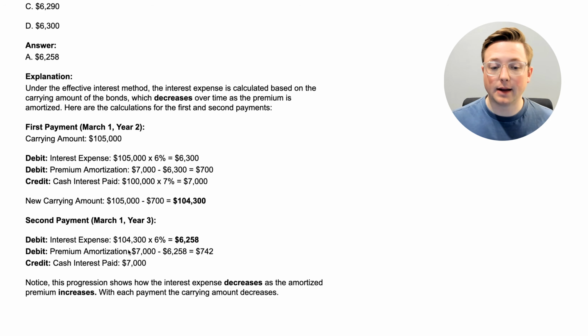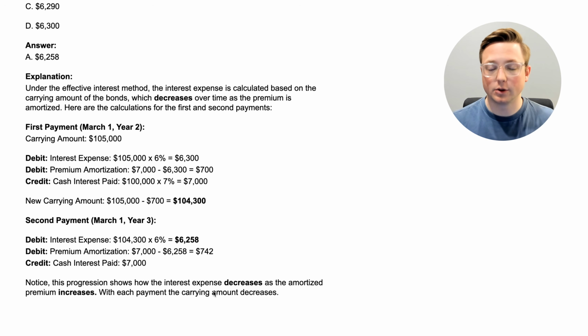So both times, premium amortization and discount amortization, both go up each time there's a payment. But since you're debiting the premium amortization, it's actually decreasing the carrying amount. And since you're crediting the discount amortization, the carrying amount is actually going up. So with all that, again, the interest expense is $6,258. And like I said, I'm just going to say it one more time. This progression shows how the interest expense decreases as the amortized premium increases. With each payment, the carrying amount decreases. So that's the difference between the premium and the discount. I think I kind of hit it home pretty hard there.